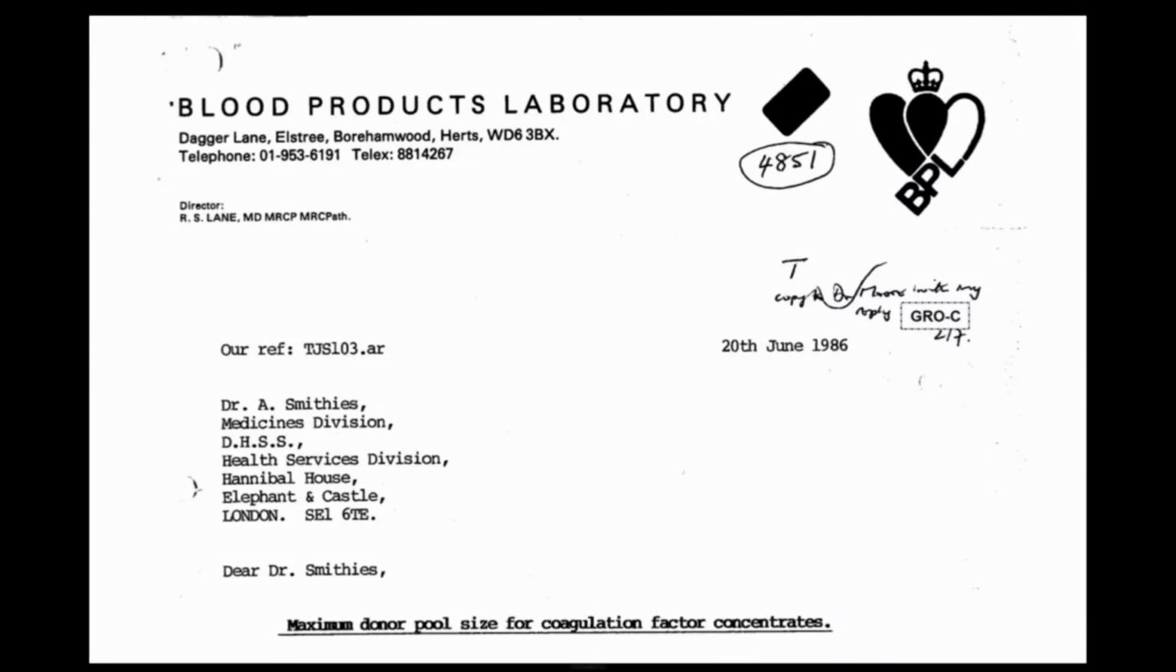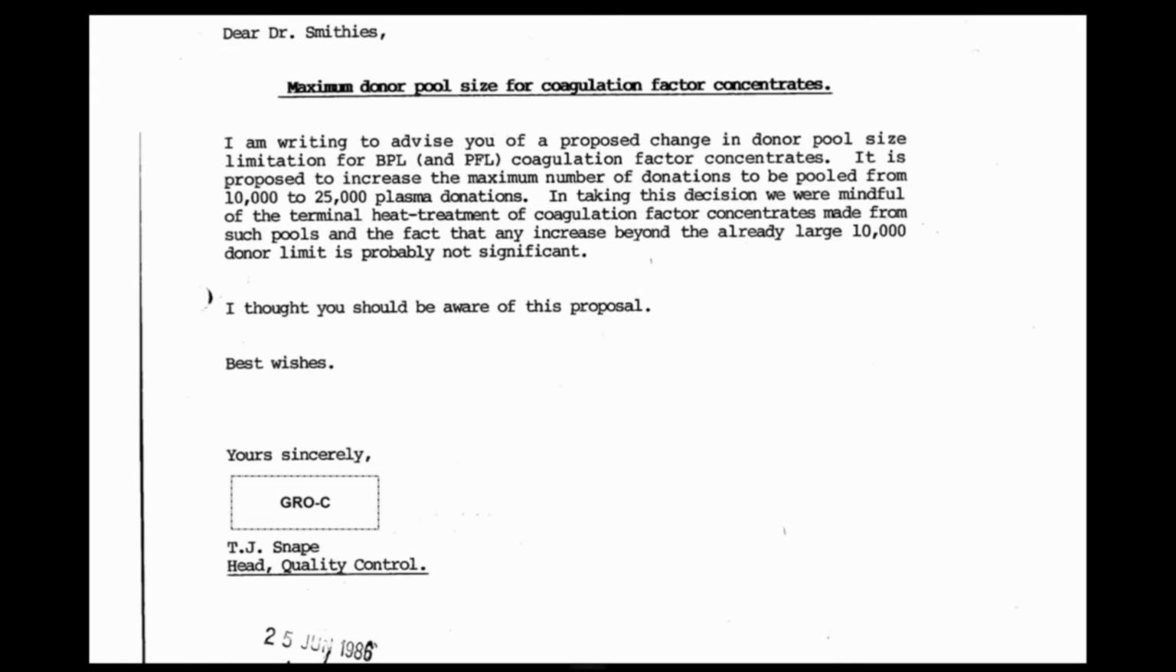Dr. Smithies was the successor to Dr. Walford as Principal Medical Officer in the DHSS, the relevant division of the DHSS. The document is dated the 20th of June 1986. It is entitled Maximum Donor Pool Size for Coagulation Factor Concentrates. And what Dr. Snape writes is this: "I am writing to advise you of a proposed change in donor pool size limitation for BPL and PFL coagulation factor concentrates. It is proposed to increase the maximum number of donations to be pooled from 10,000 to 25,000 plasma donations.